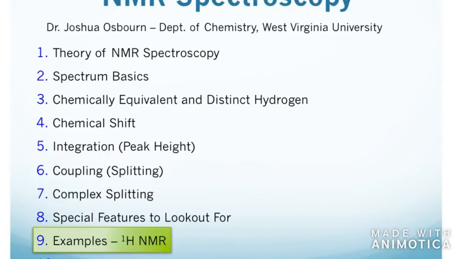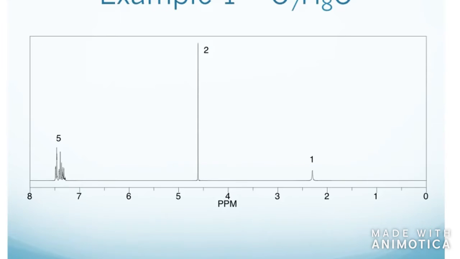In this section, we're going to be going through actual proton NMR spectra, and we'll be looking at the various spectra, and from that and a molecular formula, we're going to deduce organic structures. So let's start with this first example. We're given a molecular formula C7H8O and the proton NMR spectrum.